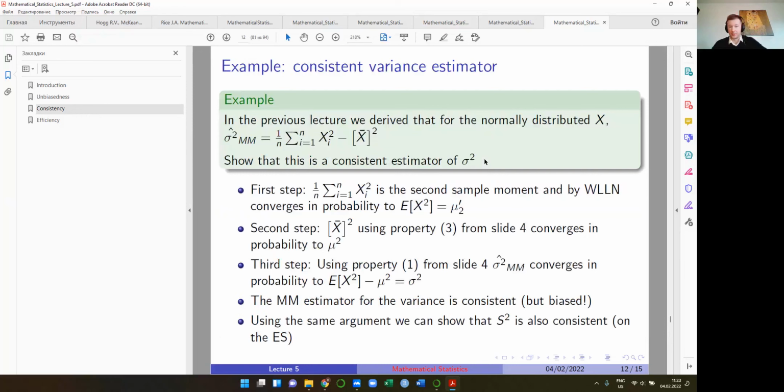Yeah, using the same argument, we can show that s squared is also consistent. But now, from these two estimators, sigma squared hat is biased, s squared is unbiased, both are consistent, so still 2-1 in favor of the sample variance.